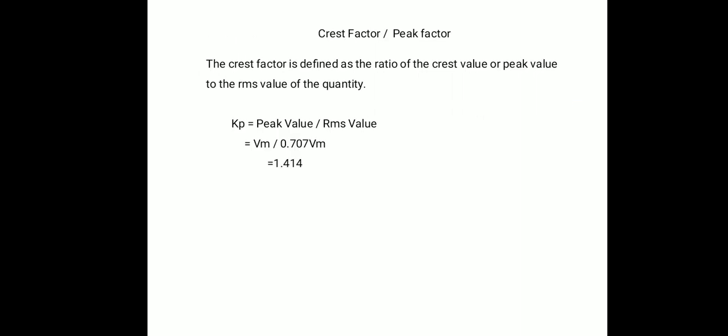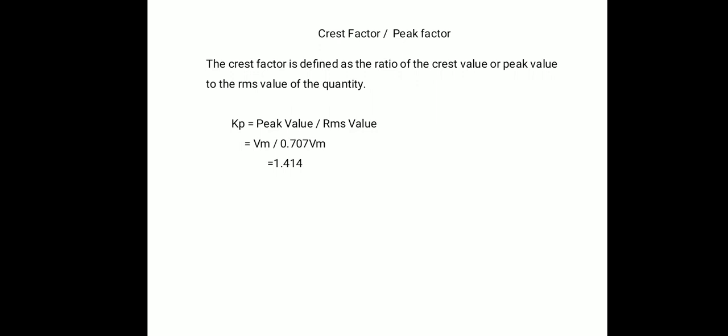Crest factor is also called the peak factor. The crest factor is defined as the ratio of the crest value, or peak value, to the RMS value of an AC quantity. Crest value is also called the peak value. If you take the ratio of the crest value to the RMS value of the AC quantity, that gives us the crest factor. So it is the simple ratio of peak value upon RMS value.